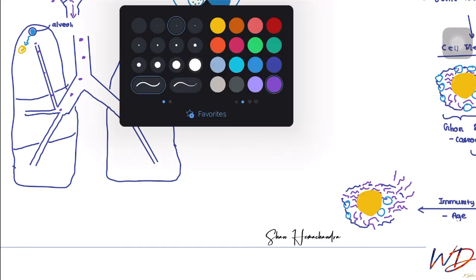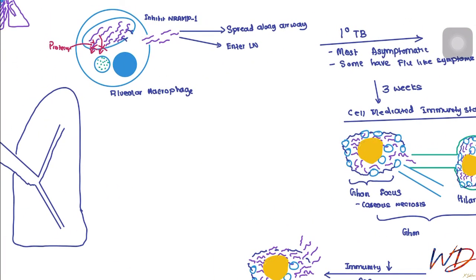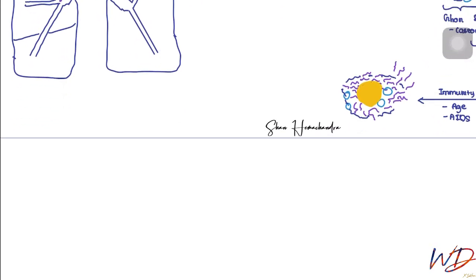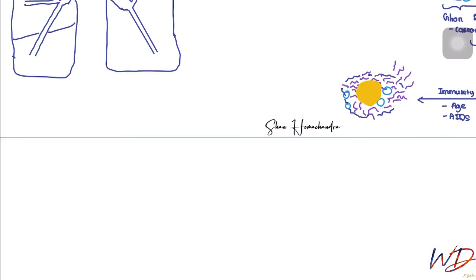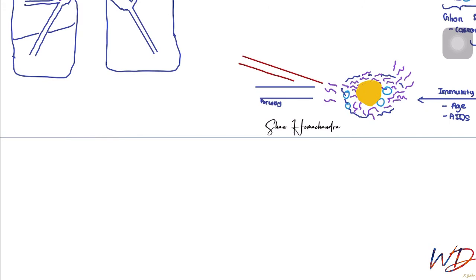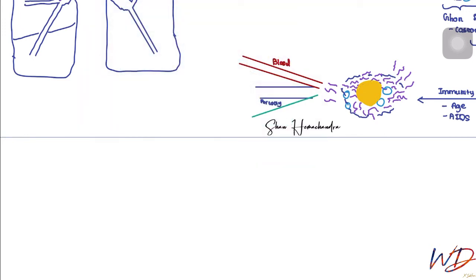through lymphatics. And there's another way which I didn't talk about here because in primary we do not get it. They can also travel through blood. So let's draw that. They can spread like this. This is the airway. This is through blood. And this is lymph. 3 ways.